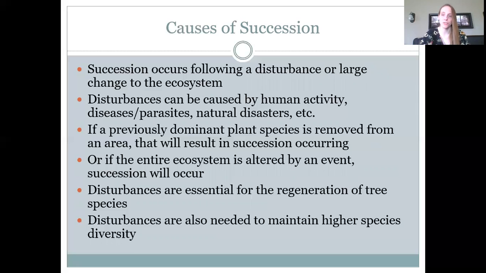Disturbances are essential in ecosystems. In order for ecosystems to be healthy, you want disturbances to be happening, of course, preferably natural disturbances as opposed to man-made ones. But in order to have a wide variety of tree and plant species in an area, disturbances are key. Disturbances are also needed to maintain higher species biodiversity. So if you don't have any disturbances and you just have a climax community, it will actually have quite low biodiversity.